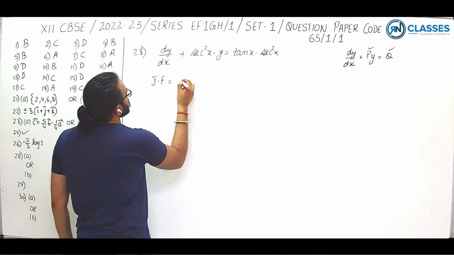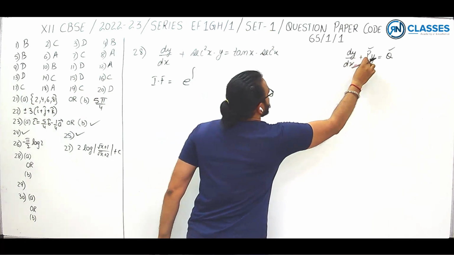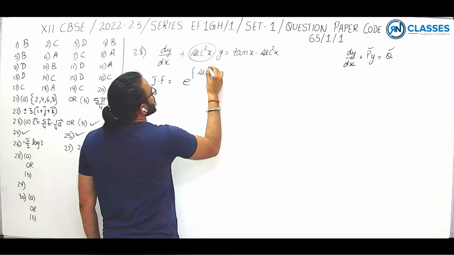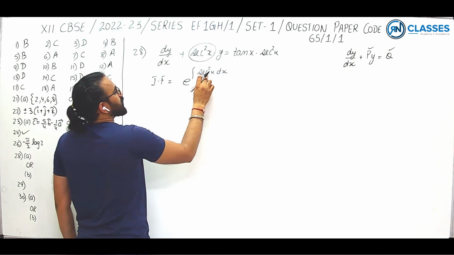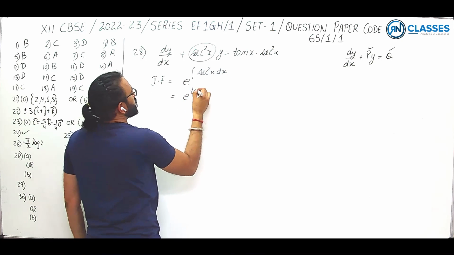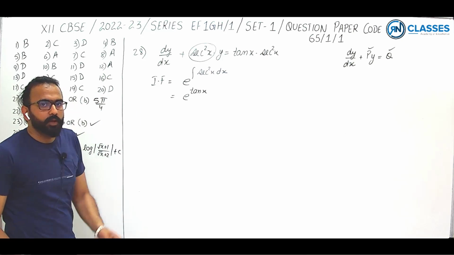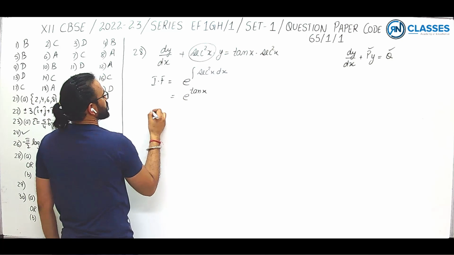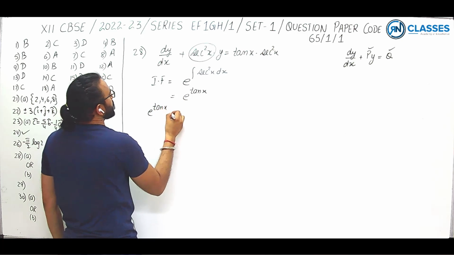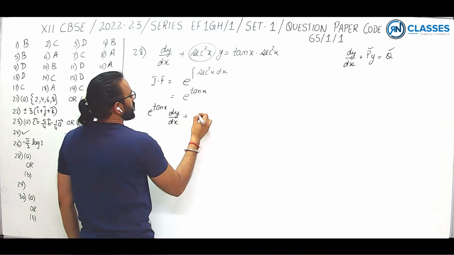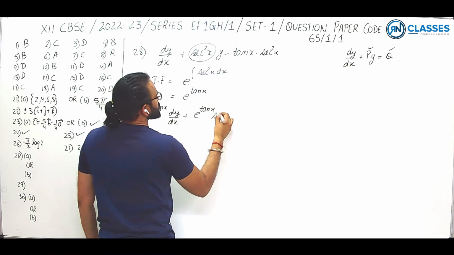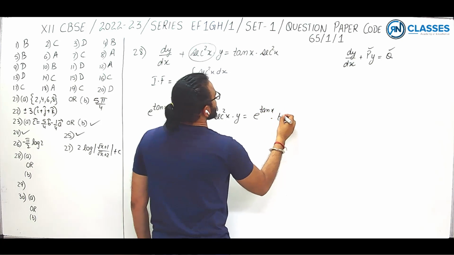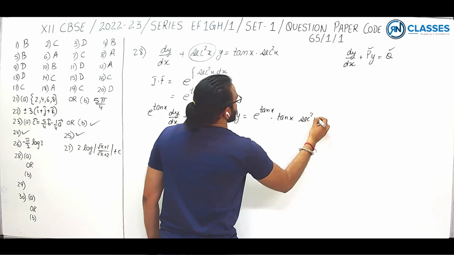Now, in order to solve this differential equation, first of all we need to find the integrating factor, and integrating factor is equal to e raised to power integration of p dx, and on comparing we will get the value of p as secant square x. Secant square is the derivative of tan x, so the integrating factor turns out to be e power tan x. Now the next step is we have to multiply this differential equation with the integrating factor, and that turns out to be e power tan x into dy by dx plus e power tan x into secant square x into y equals e power tan x into tan x into secant square x.